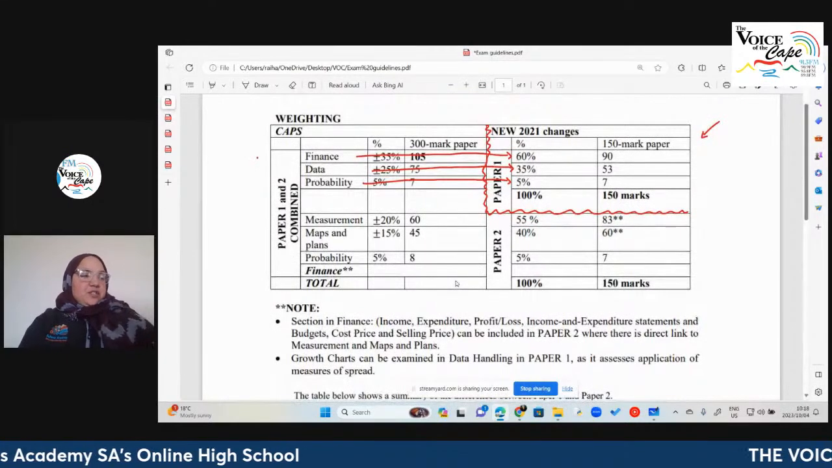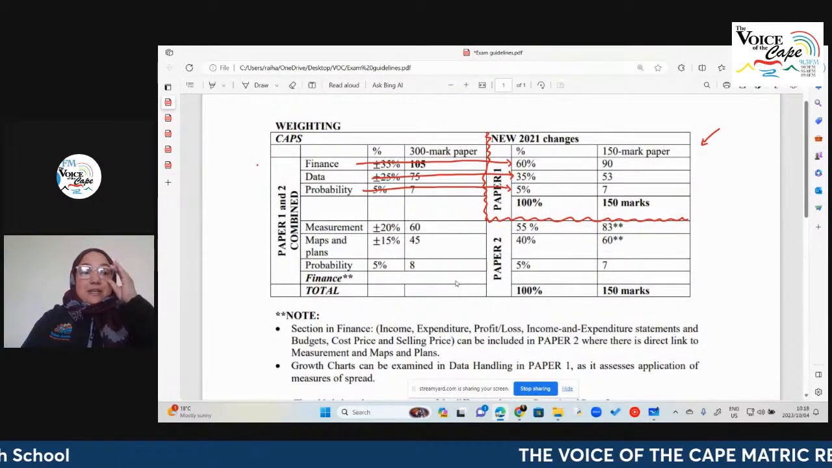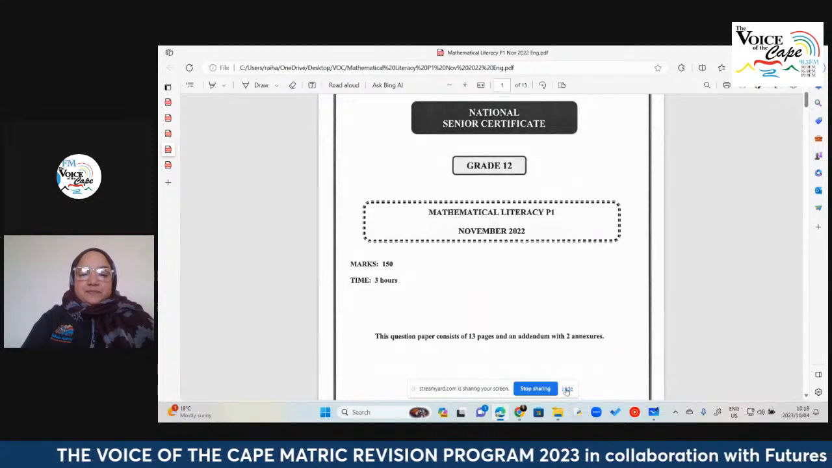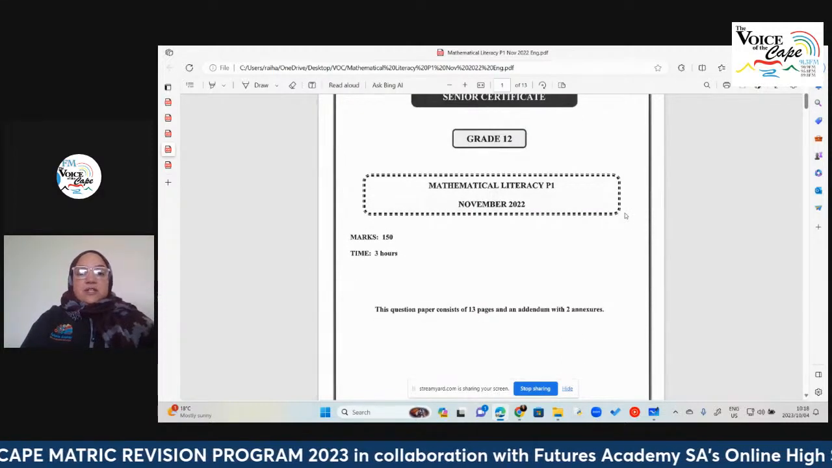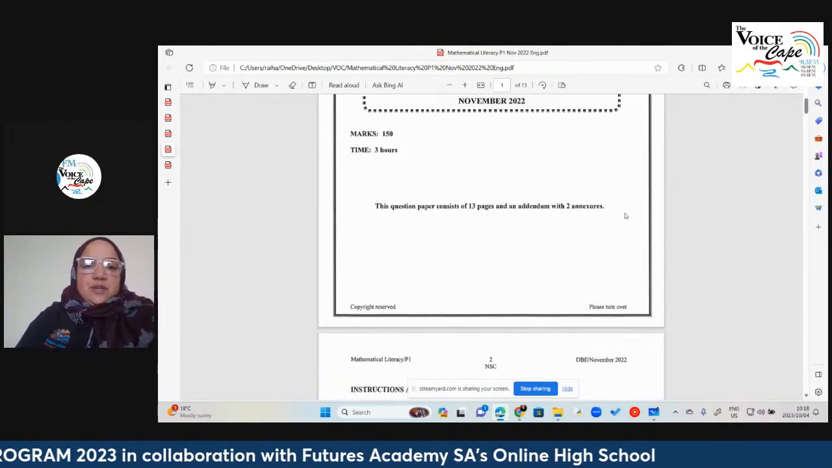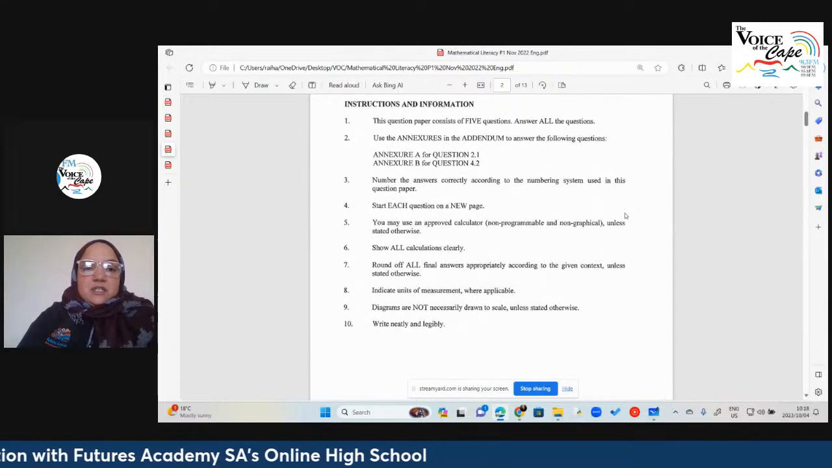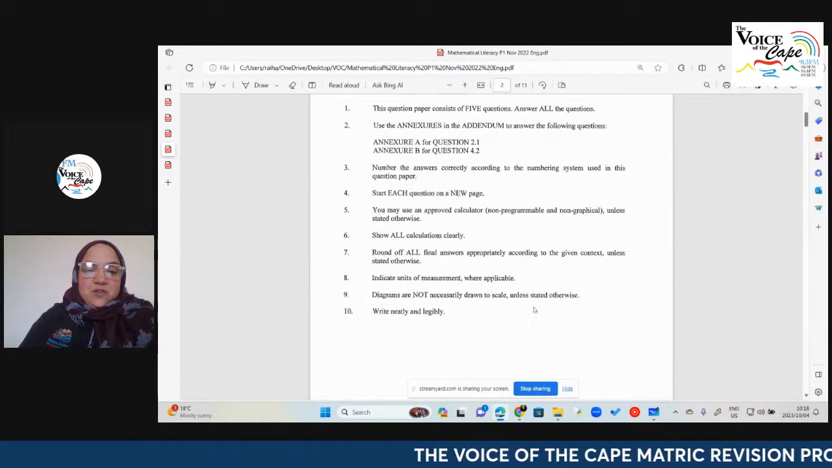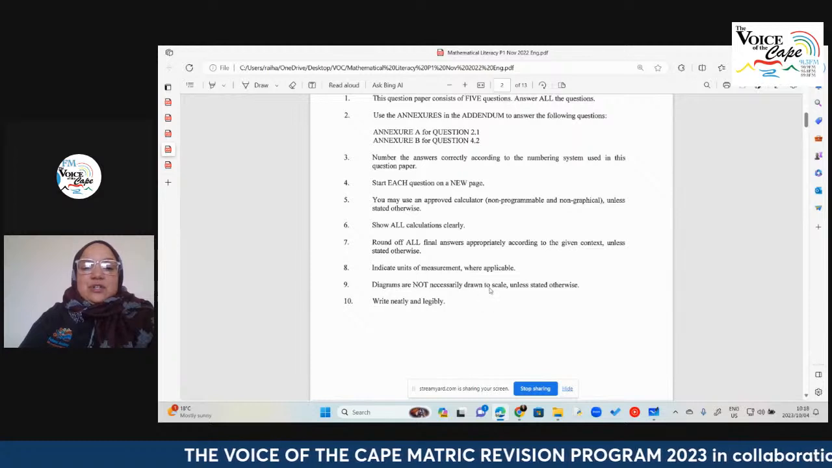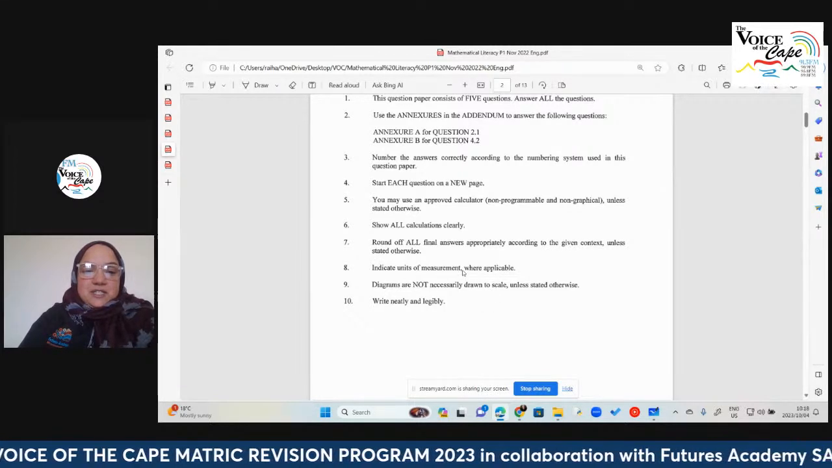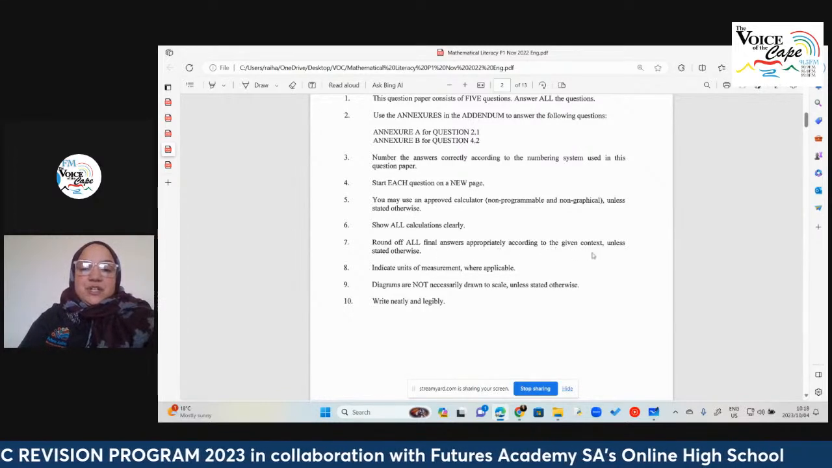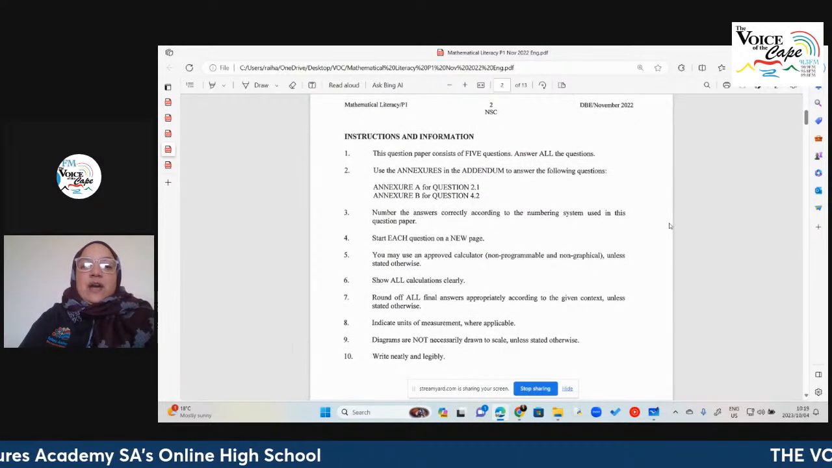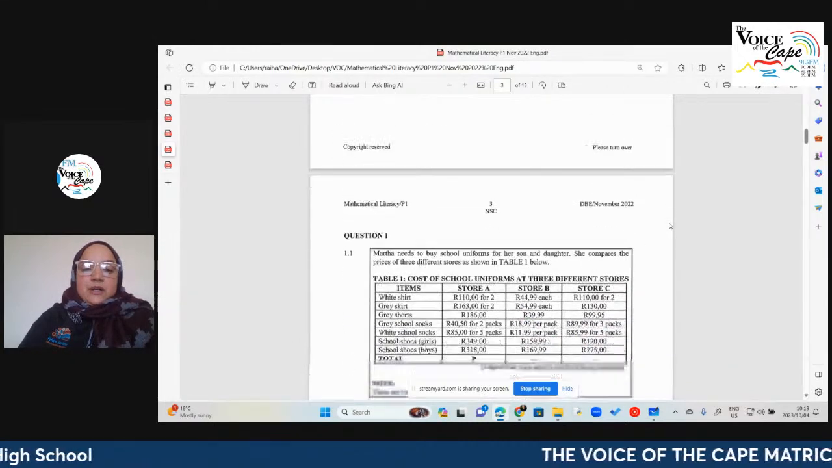Yeah, so in terms of exam guidelines, that's pretty much it. What I am going to do now, now that you have this in your mind, is just show you the paper one from 2022, just so that you can see what we've just spoken about in context. Okay, so our cover page. So just remember to always read this. I know it looks like random information, but it's important to read it, especially for these sorts of things where it says the diagrams are not drawn to scale, indicate units of measurement, and round off all answers appropriately according to the given context, unless stated otherwise. So those are all things you just need to read so that you have an idea of what you need to do in each section.